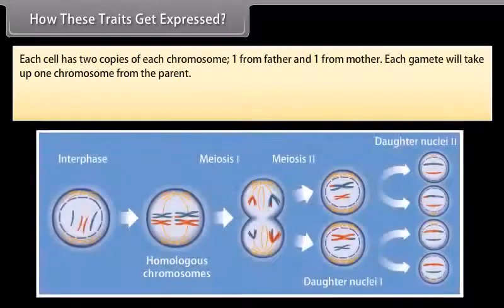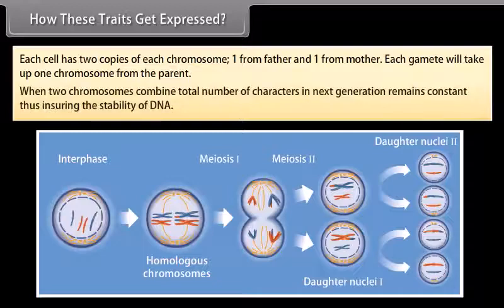Each cell has two copies of each chromosome, one from father and one from mother. Each gamete will take up one chromosome from the parent. When two gametes combine, the total number of characters in the next generation remains constant, thus ensuring the stability of DNA.